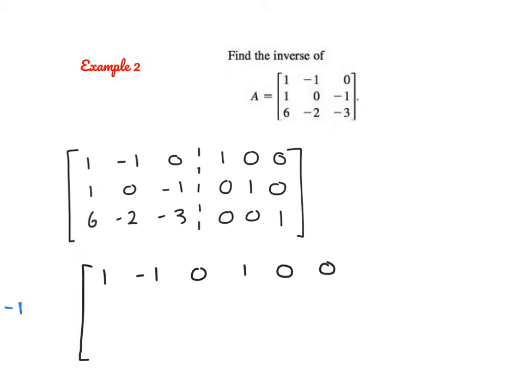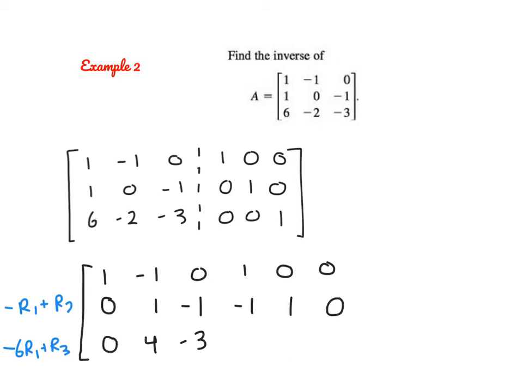So here I can do the opposite of row 1 plus row 2, and that should cancel these out. So this should become a 0. And then in my third row, I can do -6 times row 1 and add it to row 3. And this will turn into a 0 because -6 and +6. So remember, you do need to do this for the entire row. So this should give us 0, 0, 1, -1, -1, 1, 0, and 0, 4, -3, -6, 0, 1.